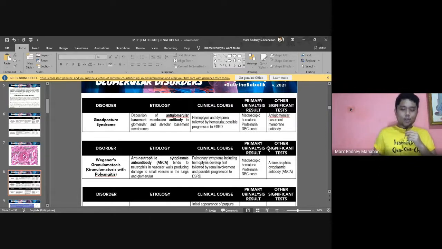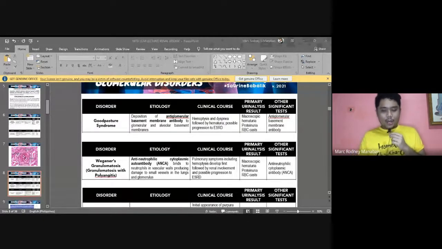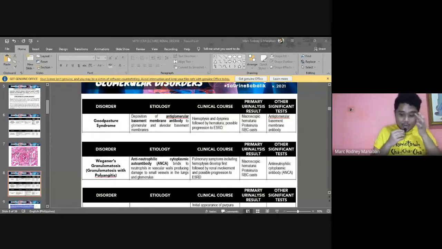So therefore, in your clinical course, aside from having kidney disorders, there could also be respiratory conditions or symptoms such as hemoptysis, so bleeding, blood in the cough, dyspnea or difficulty in breathing, and of course, there could be hematuria, so involvement of the kidneys. And this could progress to end stage renal disease. For urinalysis results, RBC casts, hematuria, proteinuria. For other significant tests, the detection of the autoantibody, anti-glomerular basement membrane antibody. So what you have to take note of here is that it can affect both the kidneys and the lungs.